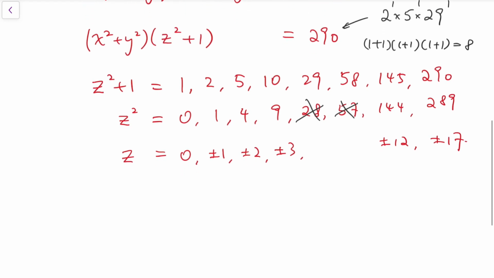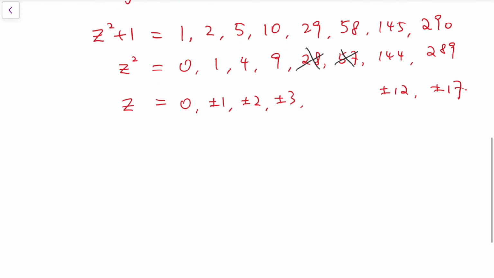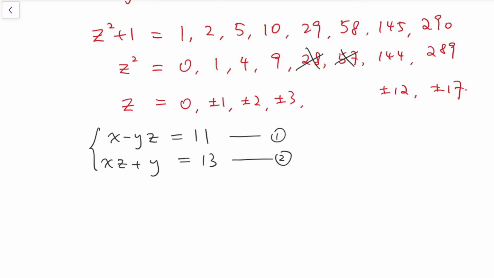Given that we have solved for values of z, if we put them one by one into our given system, then we actually have two equations, two unknowns. By rewriting the system that we are given, we can actually solve for x and y in terms of z, treating z as a constant. If I multiply the first equation by z, then we have xz minus yz squared equals 11z. So we have the third equation. Now, we can subtract the third equation from the second equation.